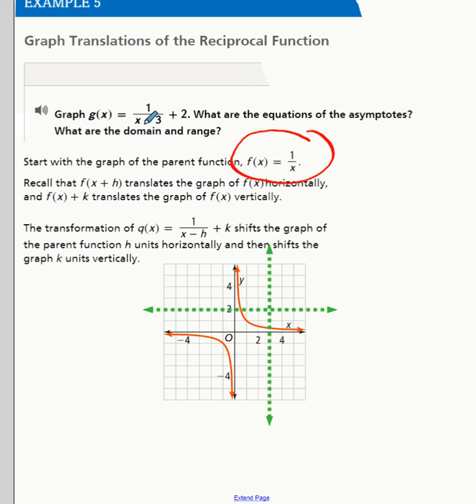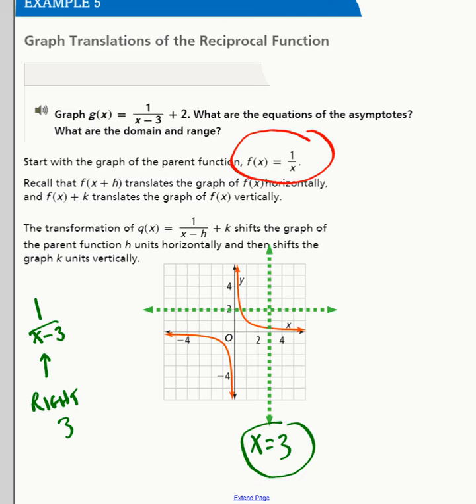If we have an x minus 3 in the denominator, that means that this asymptote moved to the right 3. So the minus 3 moves it right 3. So instead of having this asymptote at the y-axis, it's over here at the vertical line, x equals 3.